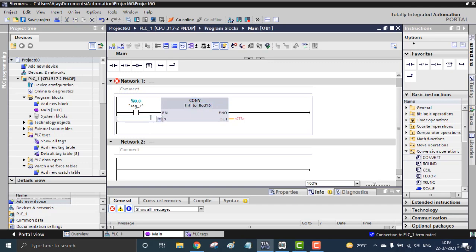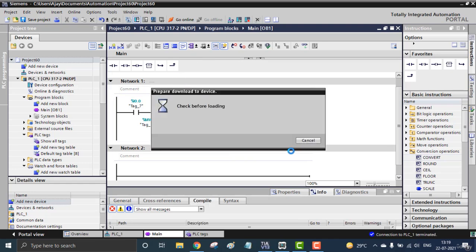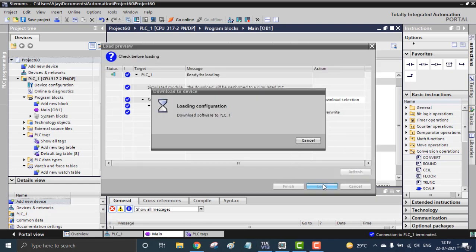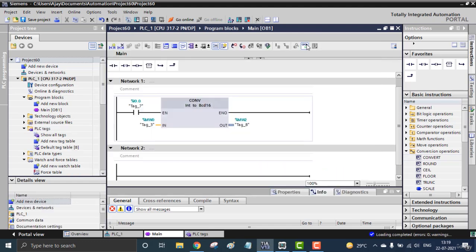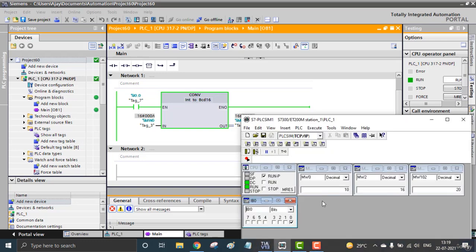So I'm using an input MW0, which should be converted to MW2, so that we get the BCD values in MW2. So let's see. Here we can see we will be converting these values into BCD. We have MW0 and MW2. While we are giving 10, we are getting the BCD value as 16. Okay, that is the BCD number.